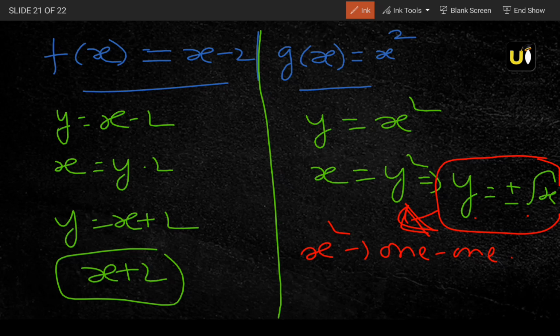We have discussed this point before also. For example, if you substitute x is equal to 4, you get plus 2 and minus 2. You substitute x equal to 9, you get plus 3 and minus 3. So for the same value of x, you are getting different values of y. That means for such kinds of functions, we say the inverse does not exist. Or to make the inverse exist, we have to restrict the domain.